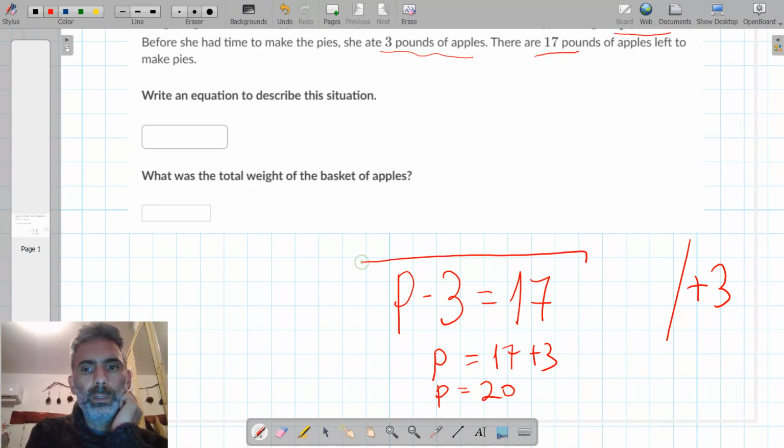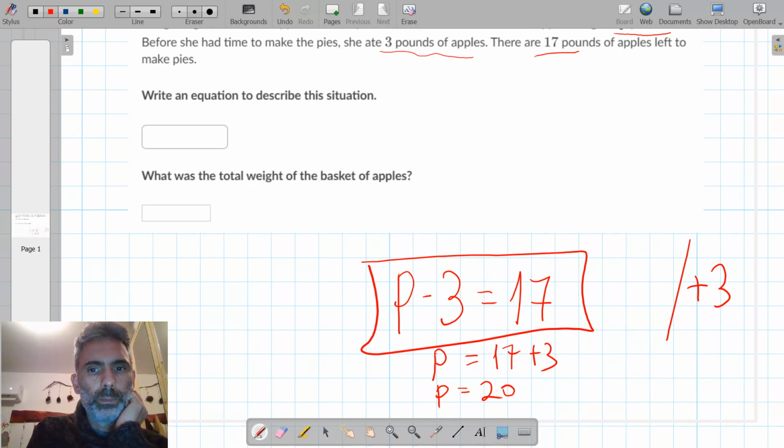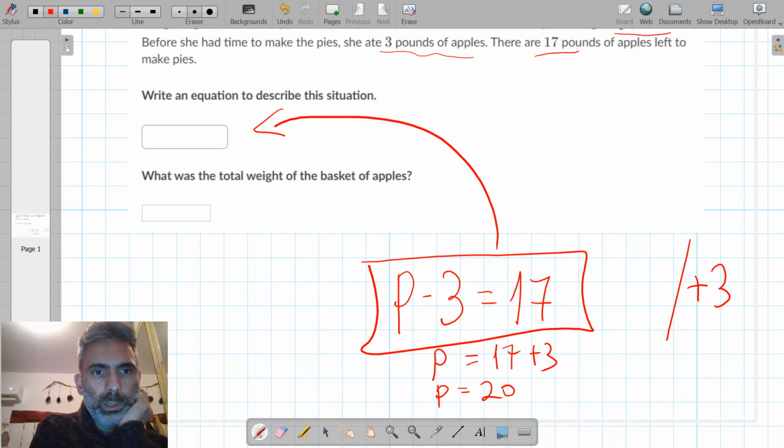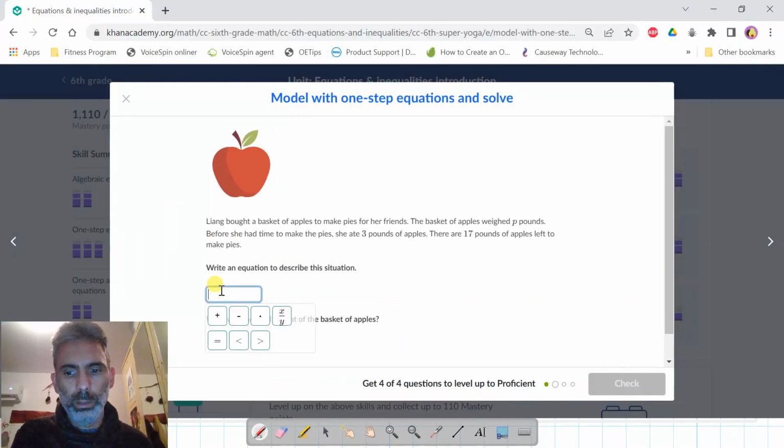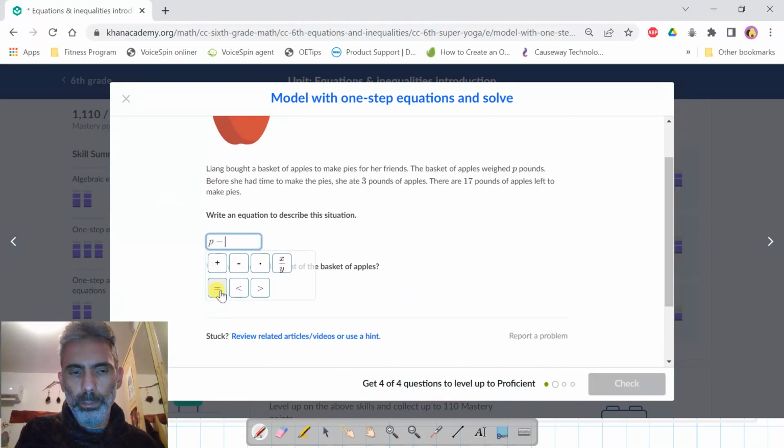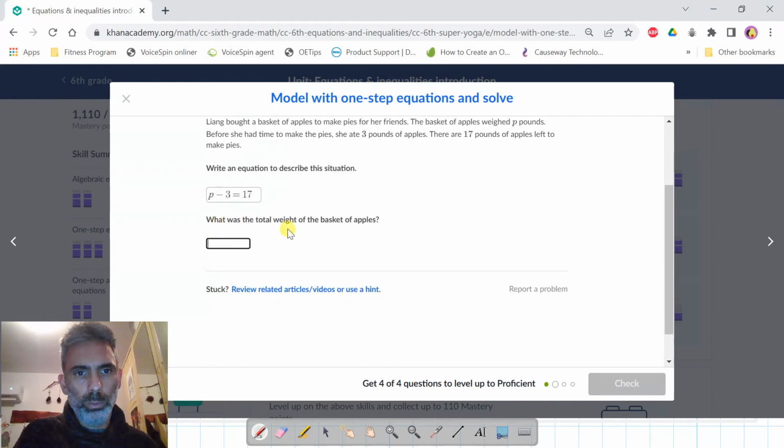Okay, so this is the equation. And what was the total weight? So the answer is 20. Okay, p minus 3 equals 17. This is the equation.